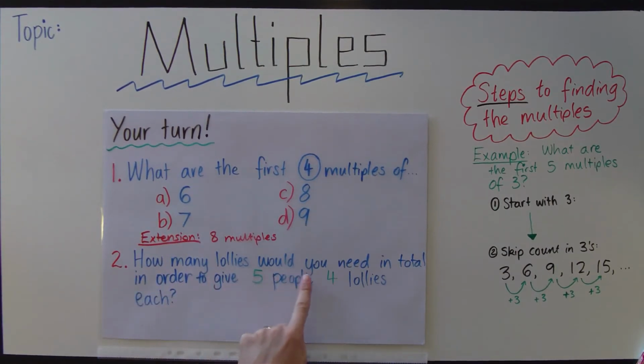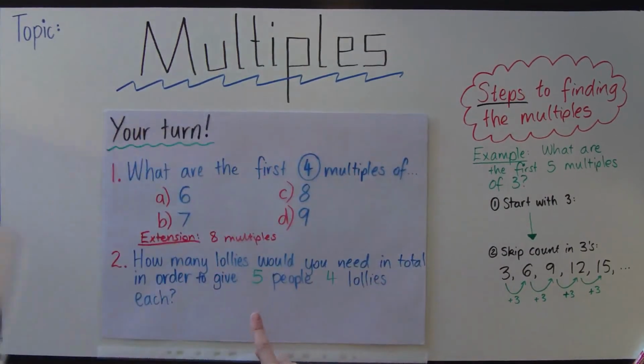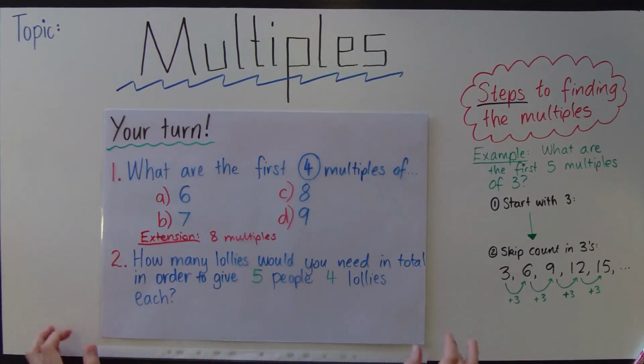How many lollies would you need in total in order to give 5 people 4 lollies each? That one there is very similar to this question here. So if you're not sure on how to do this question, just rewind the video back a little bit and watch that other example to help you out with this one here. So make sure you pause the video and have a go on your maths homework sheet. Alright, so we'll go through the answers tomorrow in class.